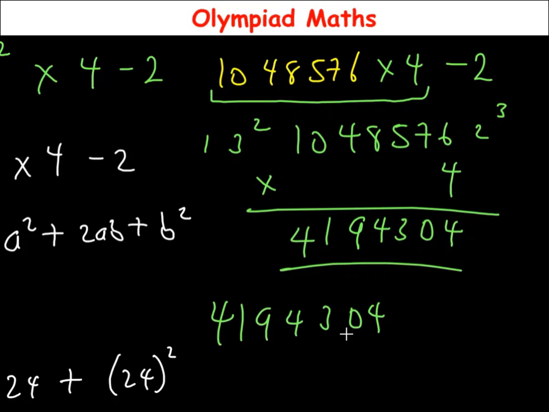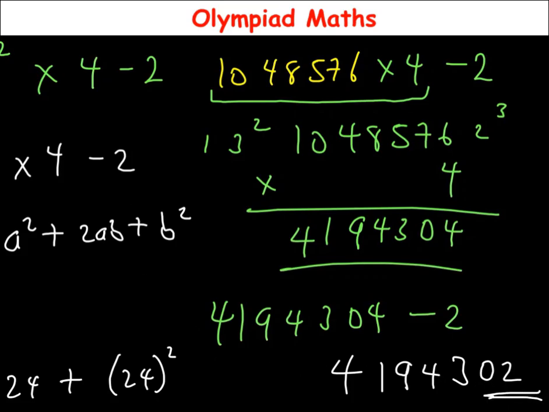4,194,304. But that is not the final answer. It remains to subtract 2. So minus 2. Now from here, if you subtract 2 from 4,194,304, you will get 4,194,302. And this is the final answer of the value of 4 raised to power 11 minus 2. And we did not use a calculator to solve this.